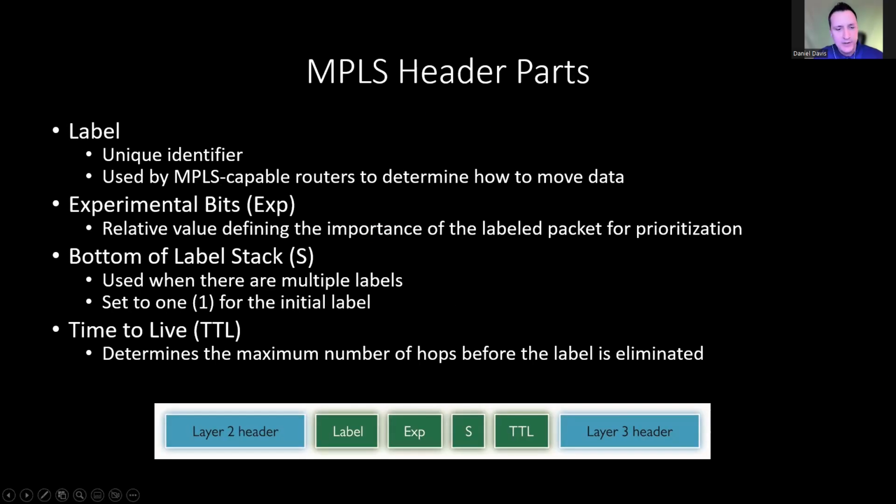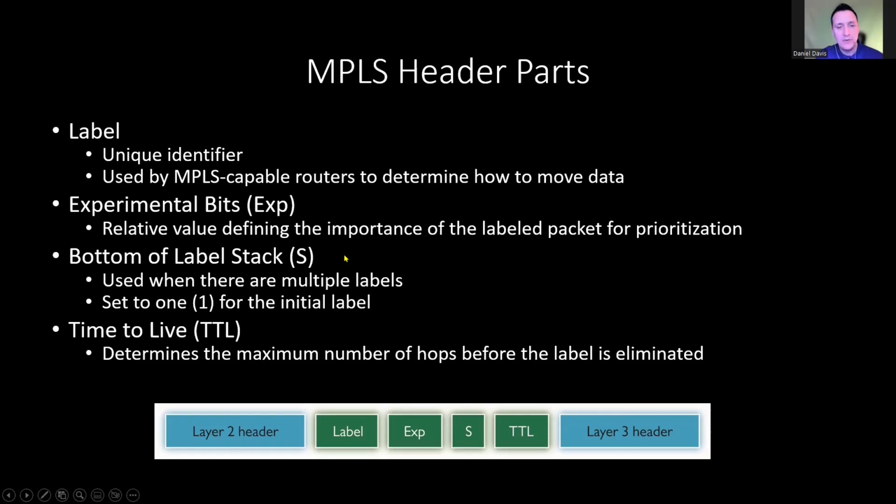MPLS header parts. So we mentioned before, we have our layer 2 header here and our layer 3 header here, and our MPLS header is just kind of sandwiched in between those. There are 4 parts to it that we're going to talk about: the label, the experimental bits, the stack, and the TTL. The label is a unique identifier that helps MPLS capable routers determine how to move the data.